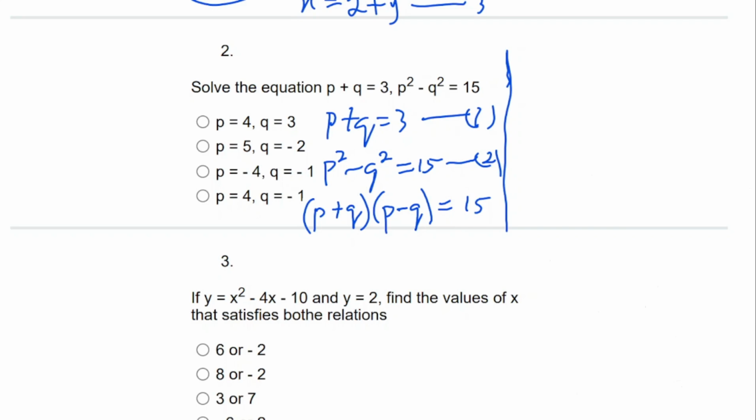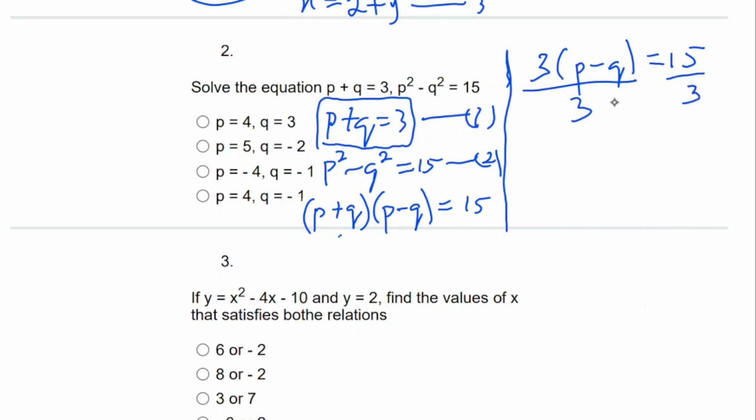Now, what we are going to see here is that in equation 1, we have p plus q equals 3. So this p plus q is equal to 3. We can replace it to be 3 times p minus q equals 15. This is what happened there. So in this case, we can simplify further by dividing both sides by 3. So 3 cancels 3. We then have p minus q equals 5.